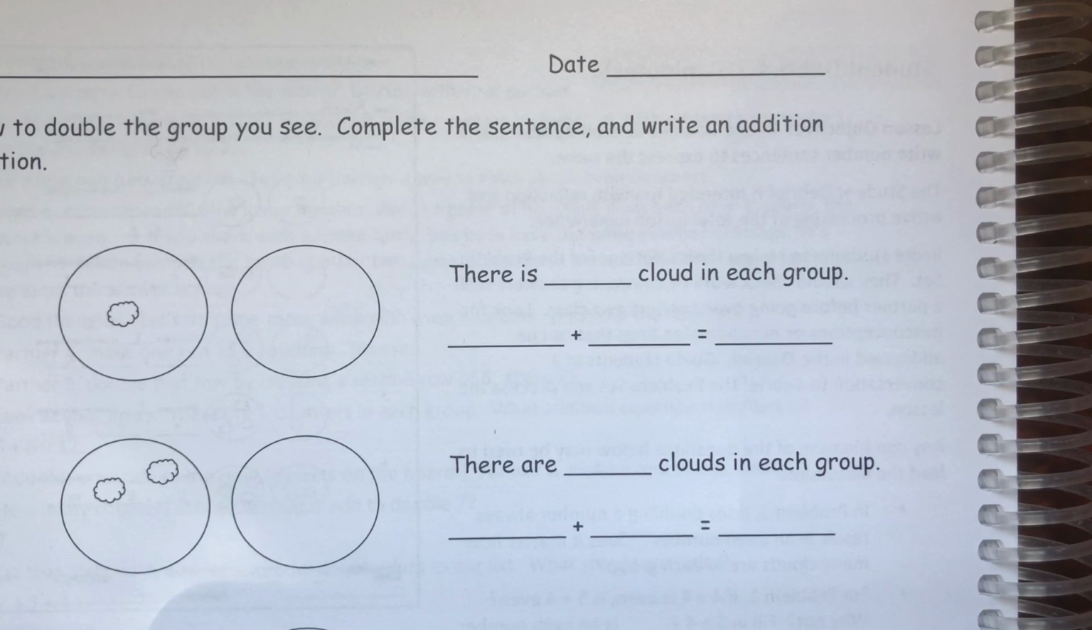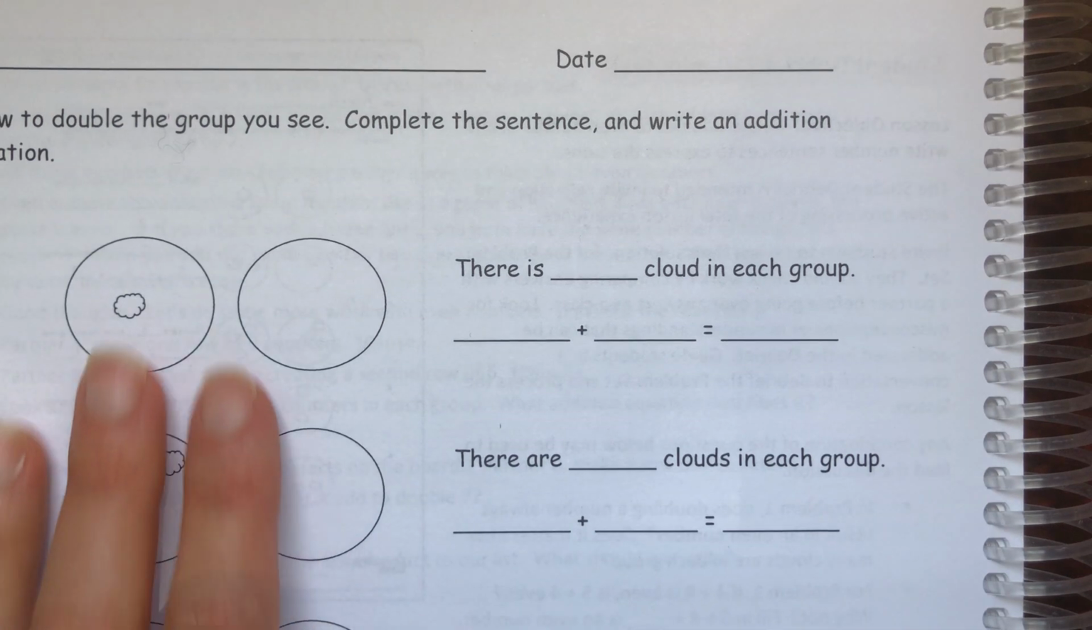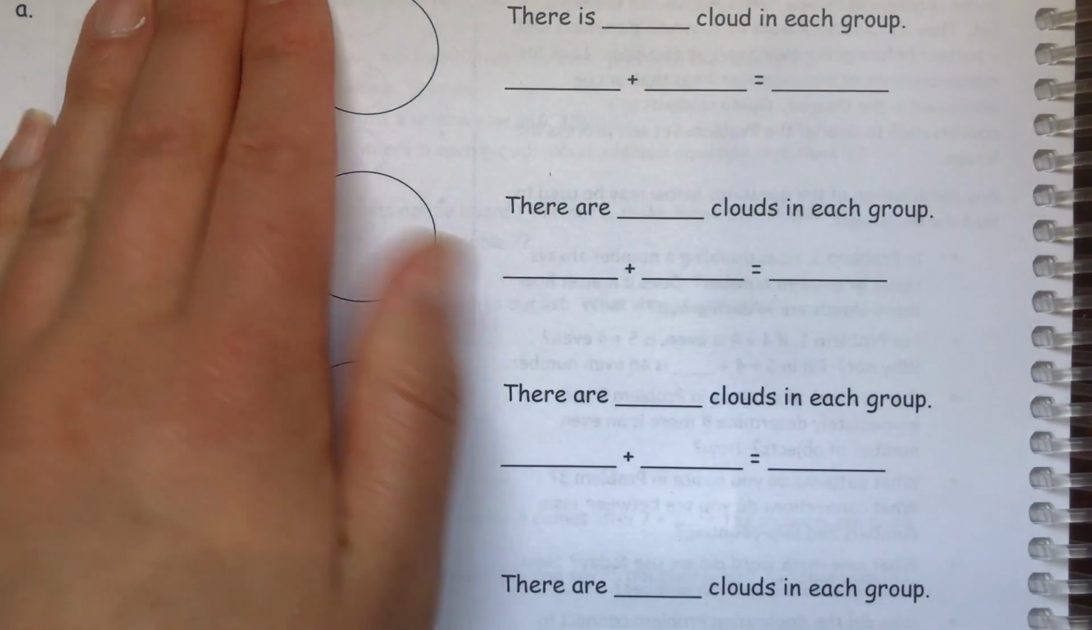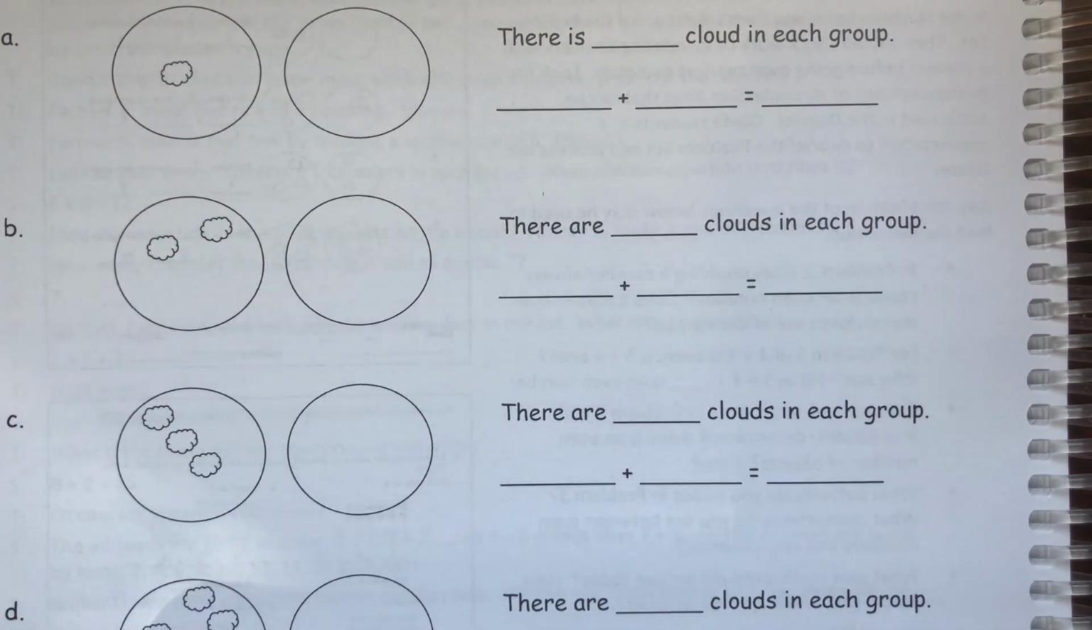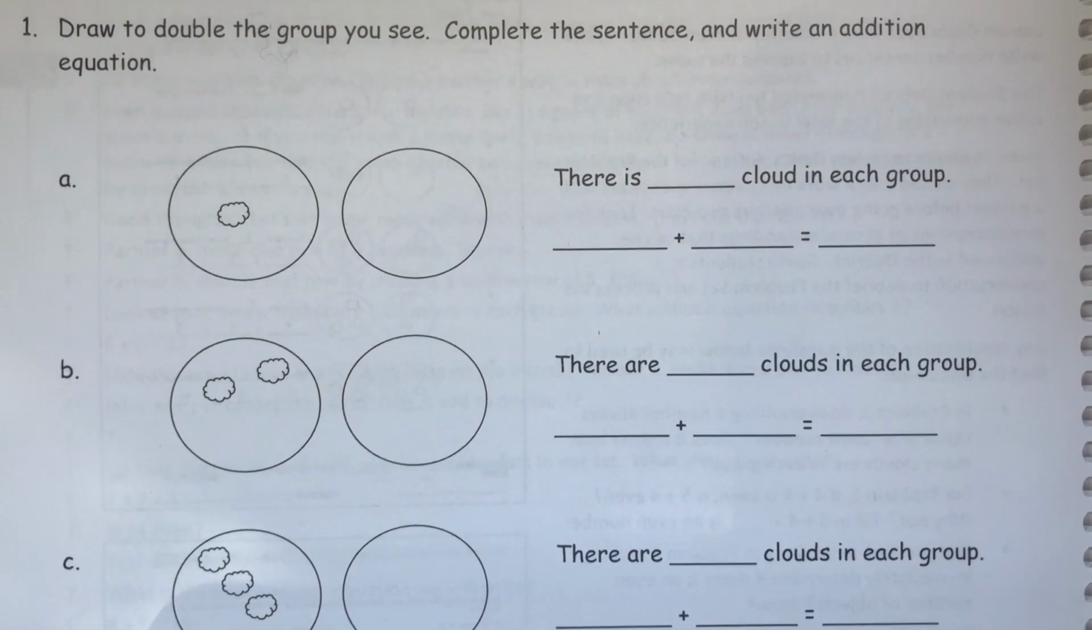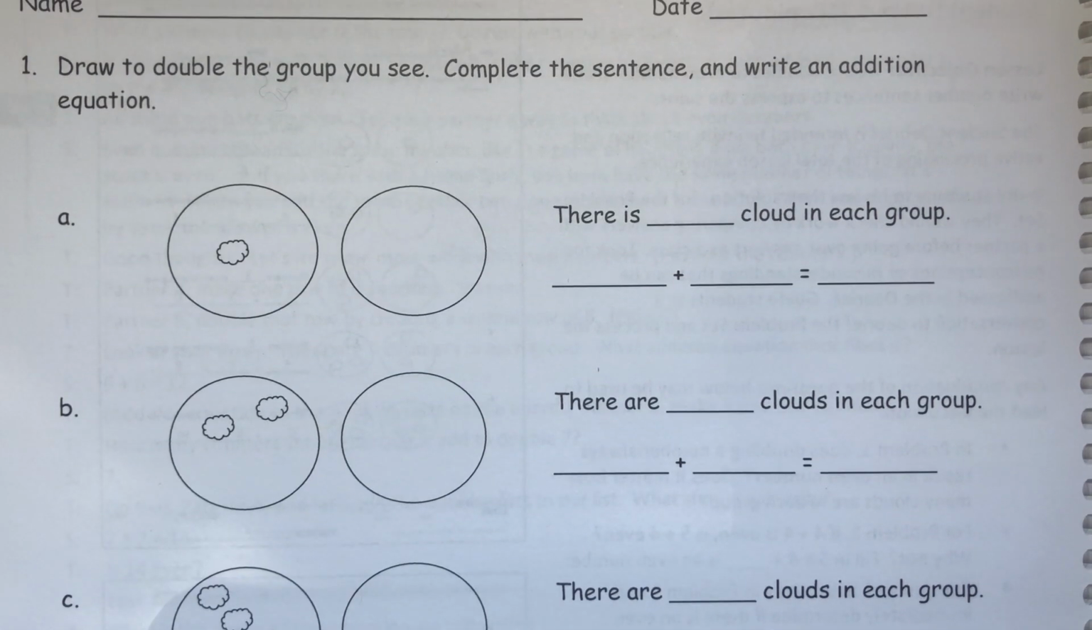Okay, so welcome to lesson 17, problem set. We are going to start our odd and even numbers unit, or section of this unit. So you will see these little clouds within these circles, and then you'll see blank circles next to them. Now, if you read the directions, it says, draw to double the group you see. Complete the sentence and write an addition equation, okay?